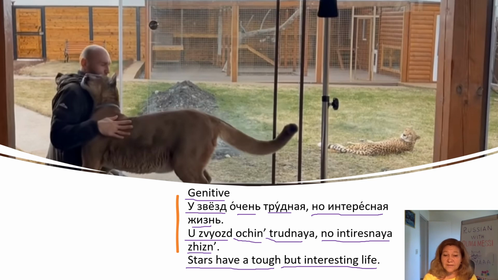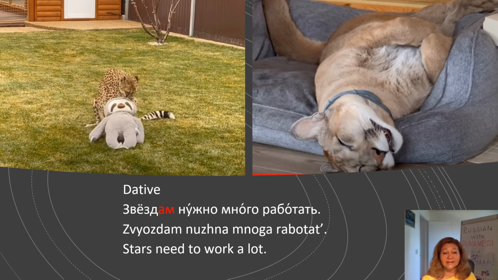And what do we have here? We have zero ending. This is the exception, how the genitive is formed in this particular case. So we just cut everything, and we have zero ending: у звезд. Звезд. У звезд очень трудная, но интересная жизнь. This is our genitive.